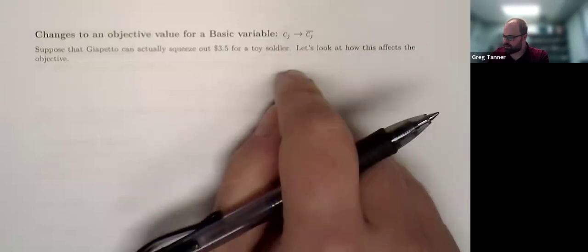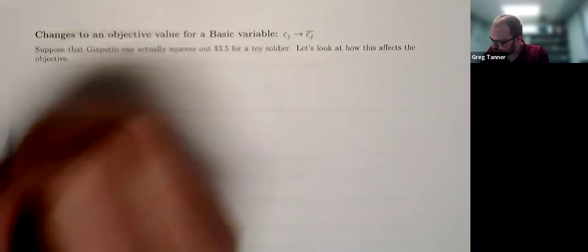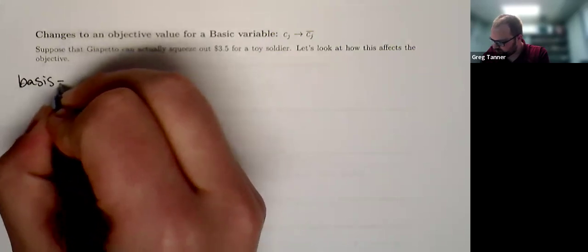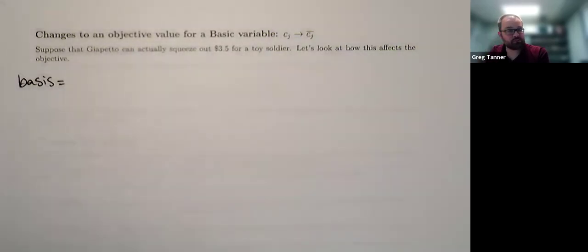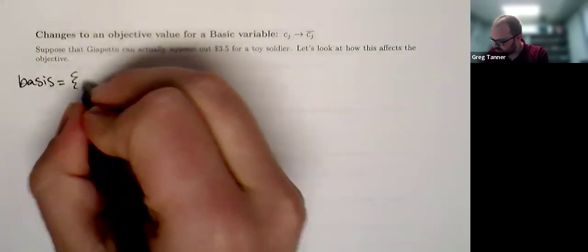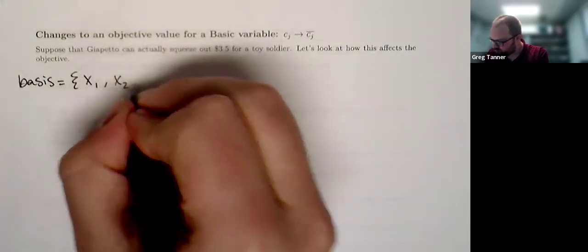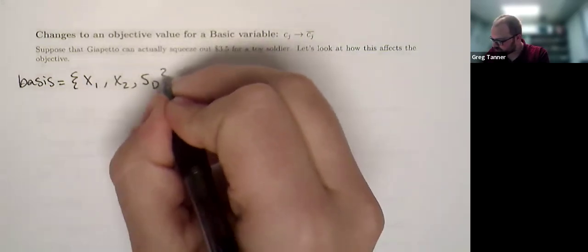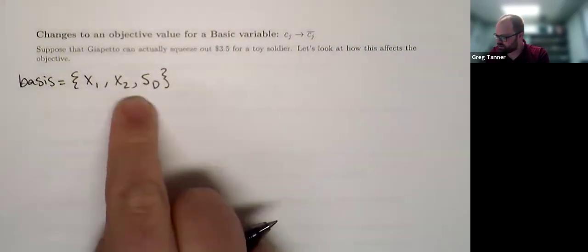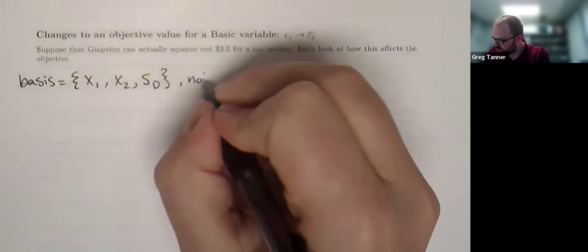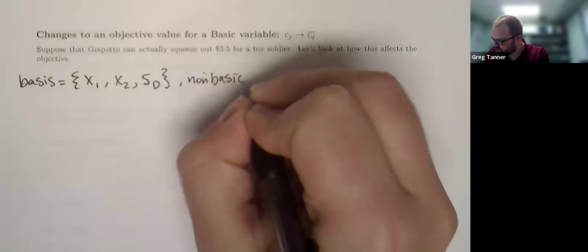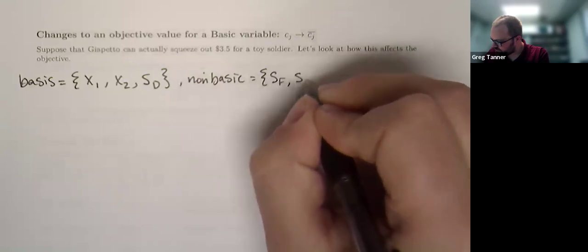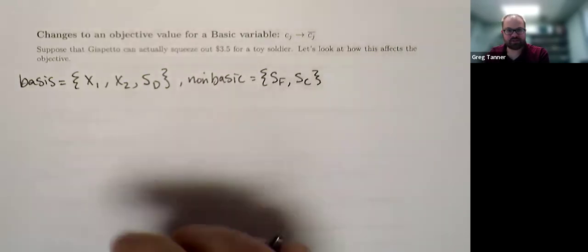And so let's think back to, let's think about what is our basis, and we're going back to the original problem. So our basis is x1, x2, and slack for demand. Okay, so these are our basic. Maybe I'll note as well, our non-basic variables are slack for finishing and slack for carpentry. Those ones are both set to 0.